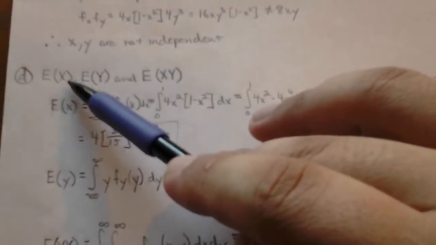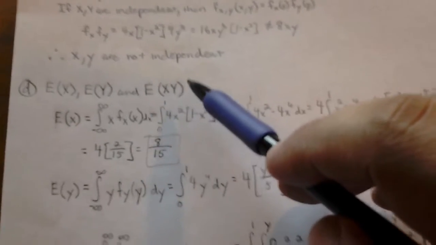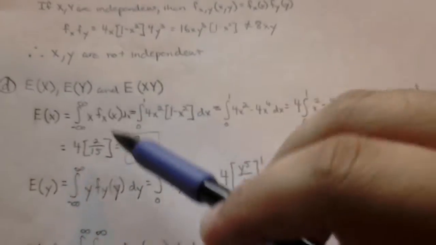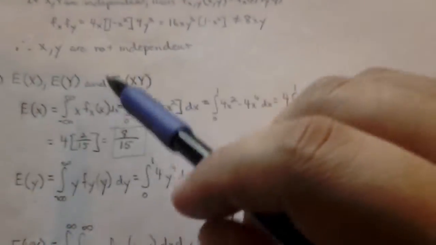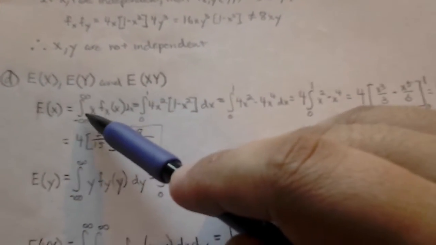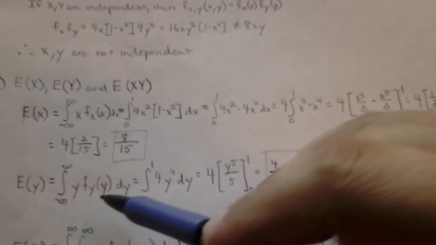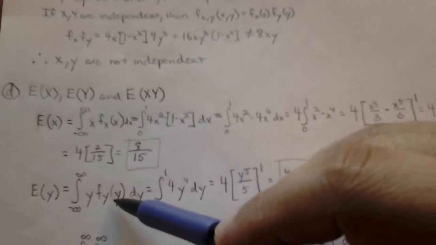Now, part D asks us to figure out the expected value of x, the expected value of y, and the expected value of xy. So how do we find the mean? Well, we do it like we did before. We've done x and y in previous homeworks. We take the marginal density function, multiply it times x, and integrate from negative infinity to positive infinity. We do a similar thing for y, which we do right here. We use the marginal density function according to y.